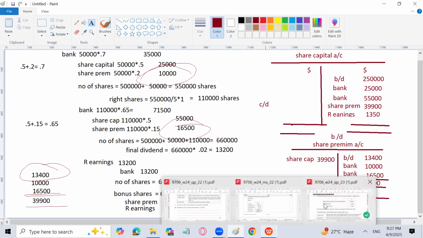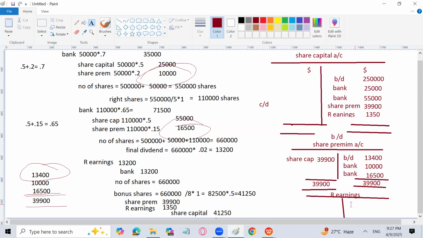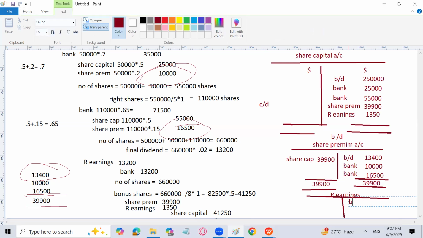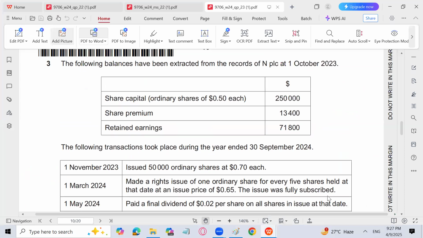Please do it. Then the retained earnings, we have the balance at the start is 71,800. That is the balance at the start of the retained earnings. So I will write here on the credit side, all equity has a credit balance, 71,800. Always remember, every single account of the equity has a credit balance. So it has to come on the credit side, 71,800.